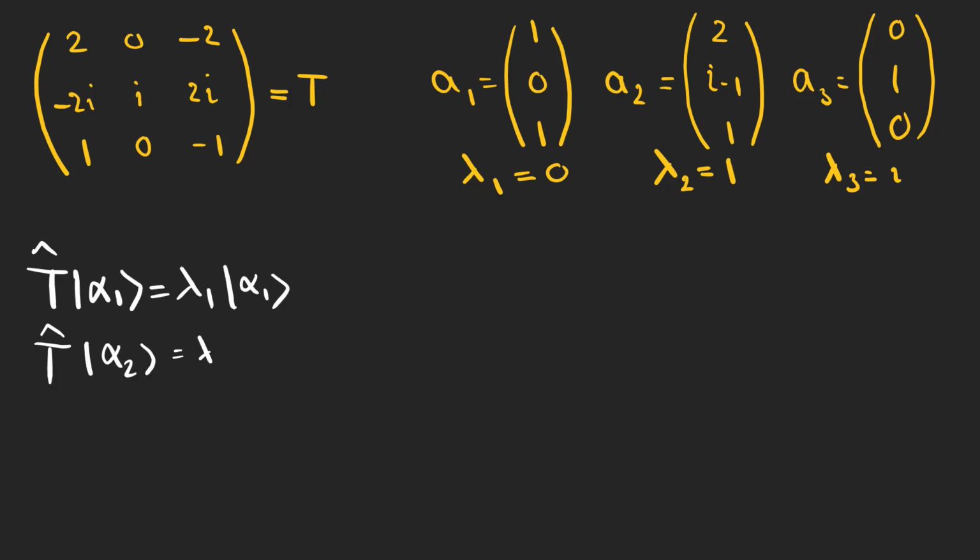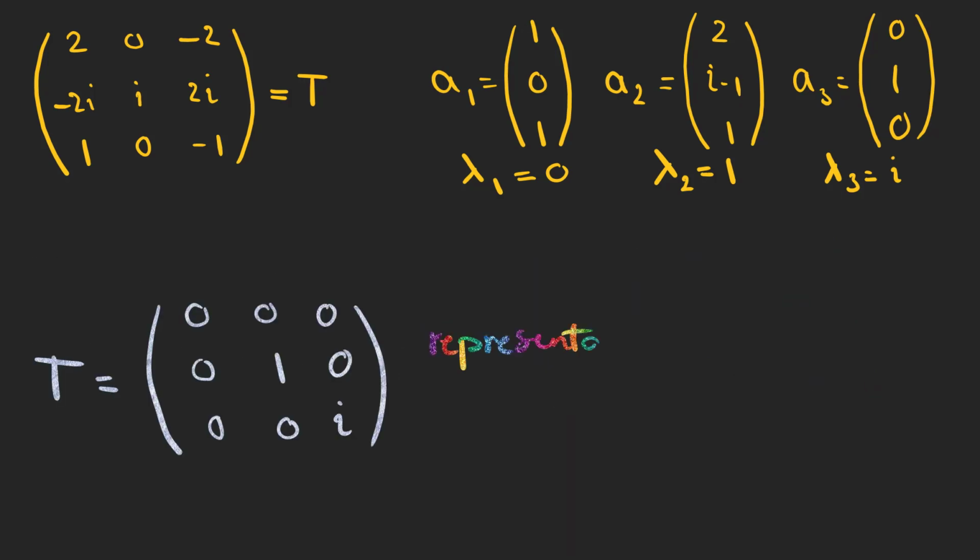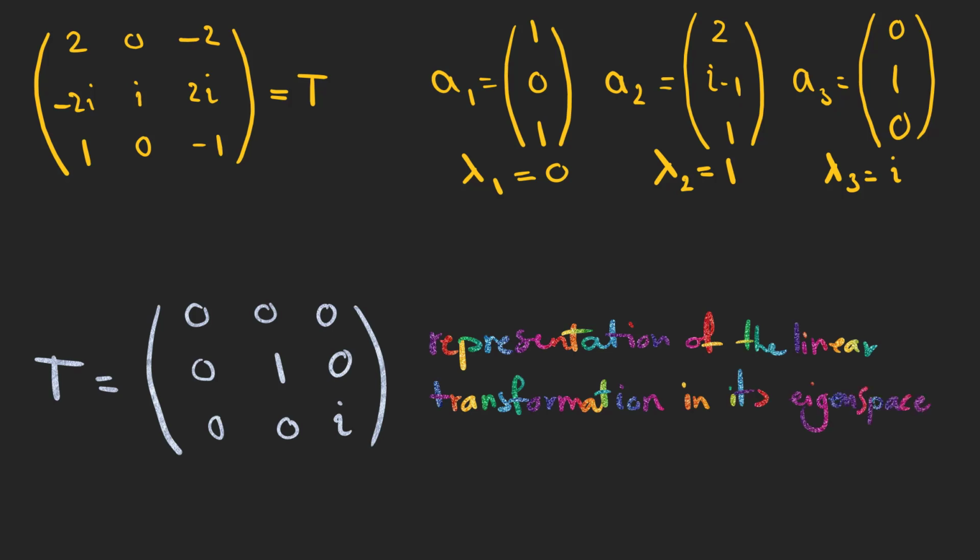Like in this example, if the n-dimensional matrix has n distinct eigenvalues, it can be represented as a diagonal matrix in its eigenspace, meaning that its eigenvectors span the space and the linear transformation T can be represented in this space as a diagonal square matrix with eigenvalues on the main diagonal.